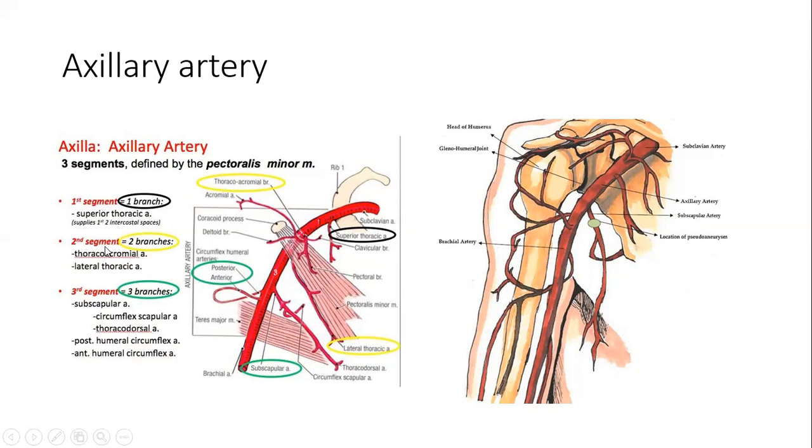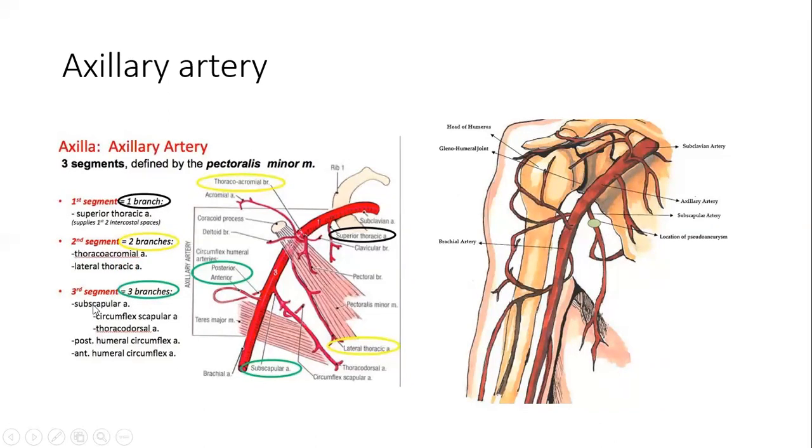The second part gives off two branches, which are named the thoracoacromial artery and lateral thoracic artery. They supply the anterior aspect of the muscles and chest region. The third part gives off three branches named subscapular artery, posterior circumflex humeral artery, and anterior circumflex humeral artery.